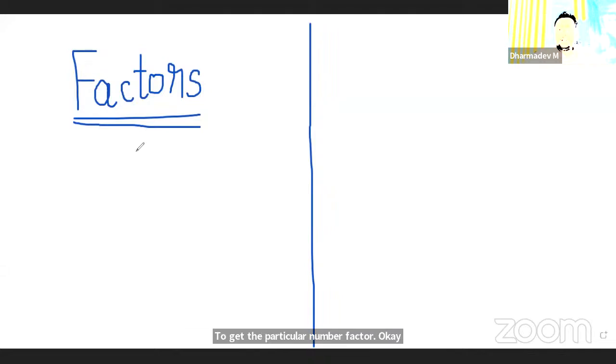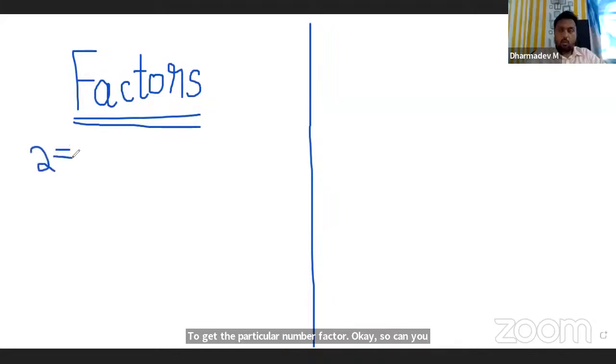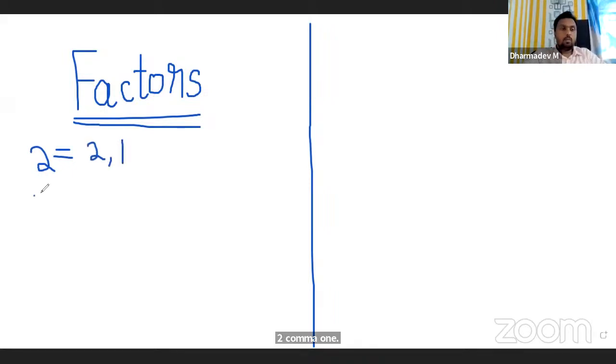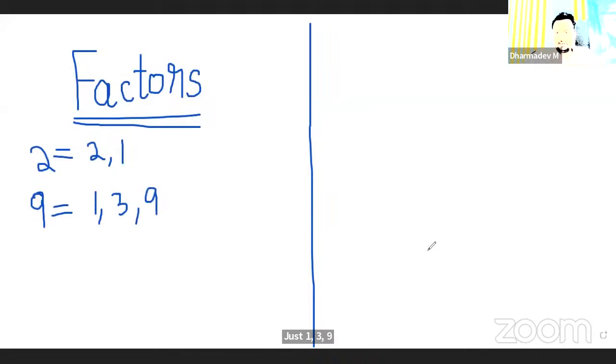To get the particular number's factors. Okay, can you tell me what are the factors of 2? What will be the factors of 2? 2, 1. Yes, that's good. So what are the factors of number 9? Yes, 1, 3, 9. Clear with that?